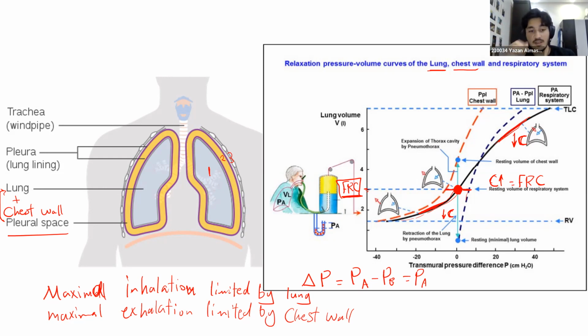The second thing is maximal inhalation. What do we mean by maximal inhalation? When we go up this curve, inhalation is limited by the lungs. Why is it limited by the lungs? Because we don't want the lung to explode. And maximal exhalation is limited by the chest wall. As we go down the curve, the compliance will decrease in the chest wall.